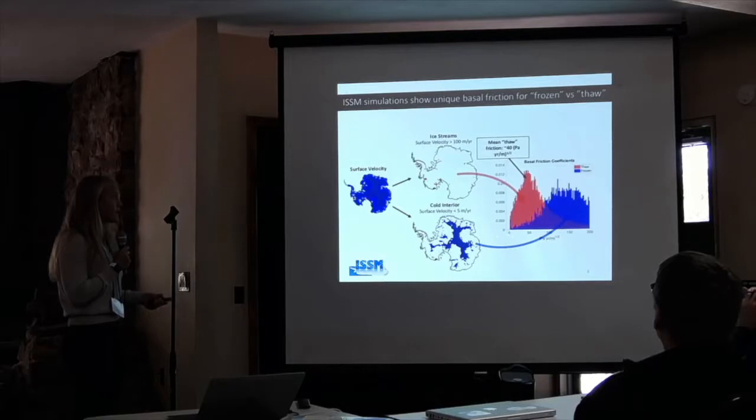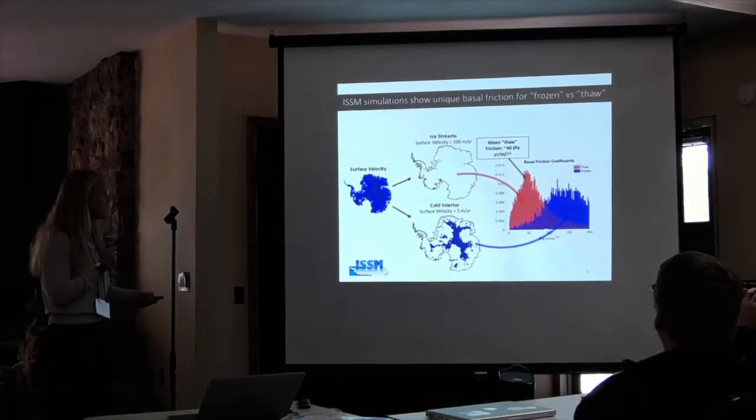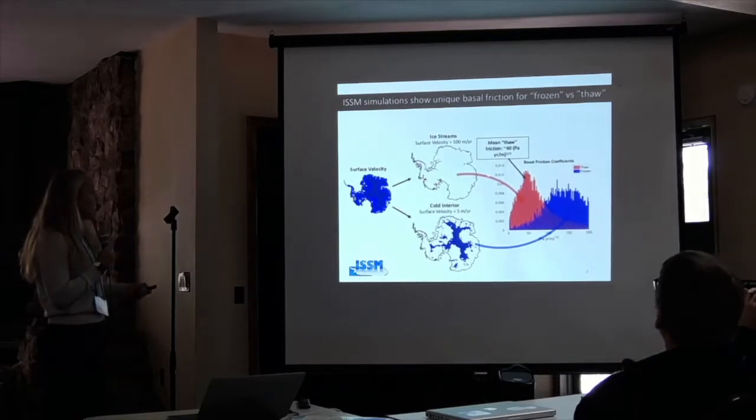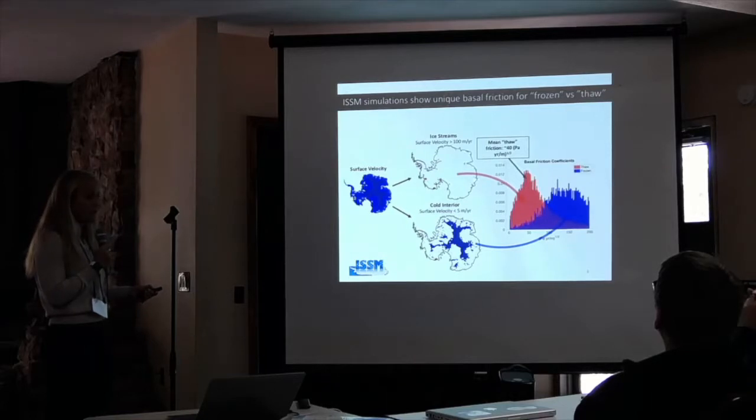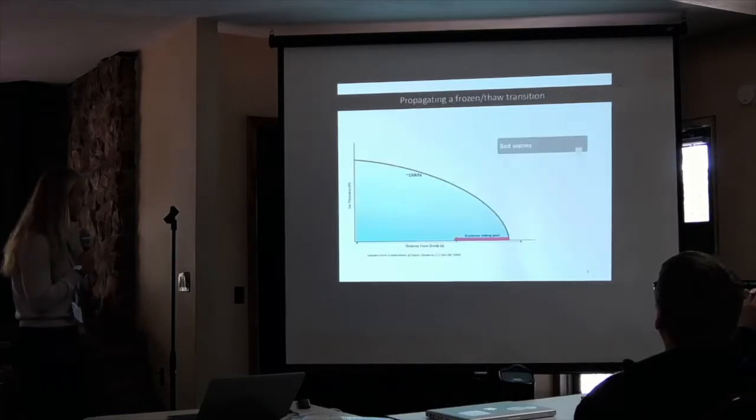And if I plot the histograms of basal friction coefficient, what we can see is that these fall into two separate distributions. And in particular, we can see that these fast-flowing thawed regions have friction that is lower than frozen areas. And I want you to note that the mean thawed friction is around 40. So remember that, we'll be using it in future slides.